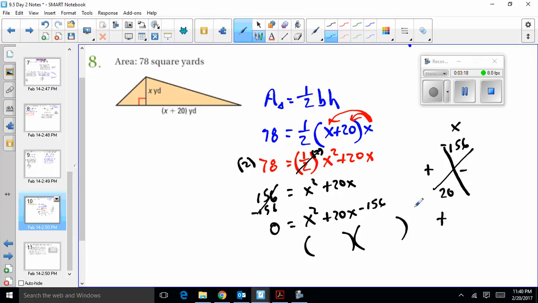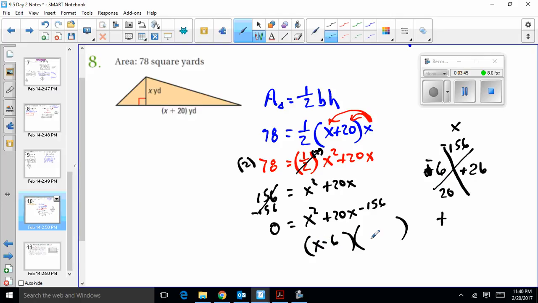I tried 6, and guess what? 6 and 26 multiply together to make 156. So I'm going to go with a negative 26 and a positive 6. If I multiply them, it makes a negative 156. If I add them together, that would make a negative 20. So I need to switch this around. This needs to be negative and that needs to be positive, and now I'm in good shape.